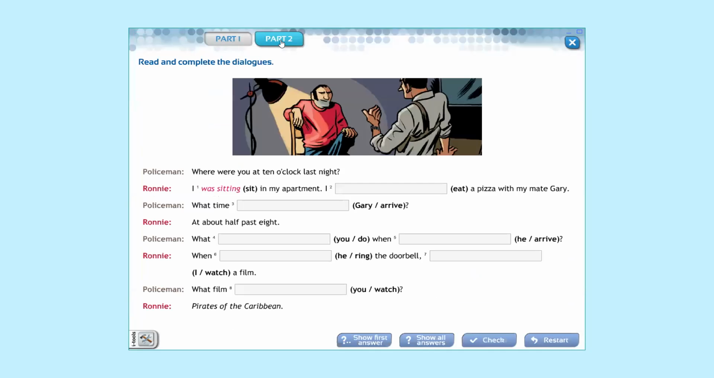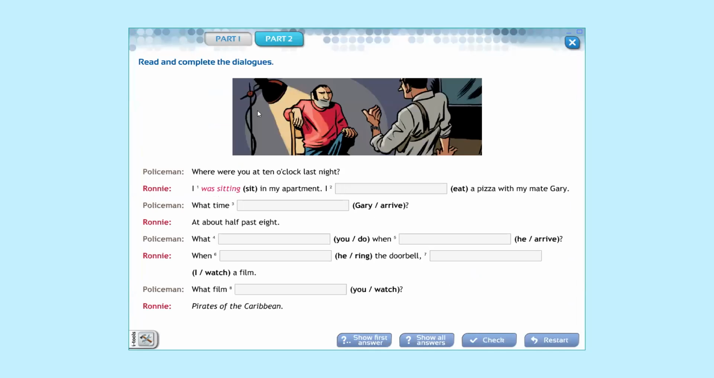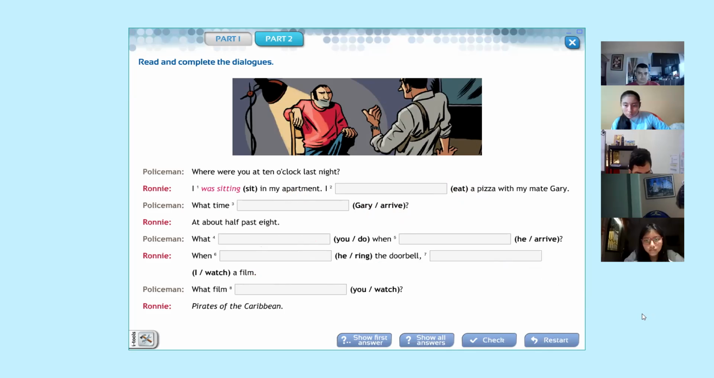Here we have a conversation, okay? Attention. We are going to read and complete this. So here we have the first part. In the parentheses you have the verbs. In this case, you are going to use past simple and past continuous. You are going to make the transformations of that, okay?